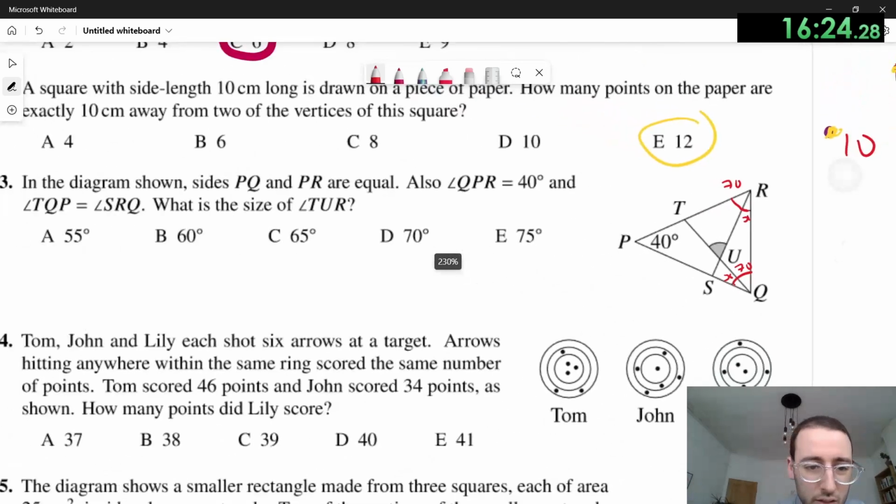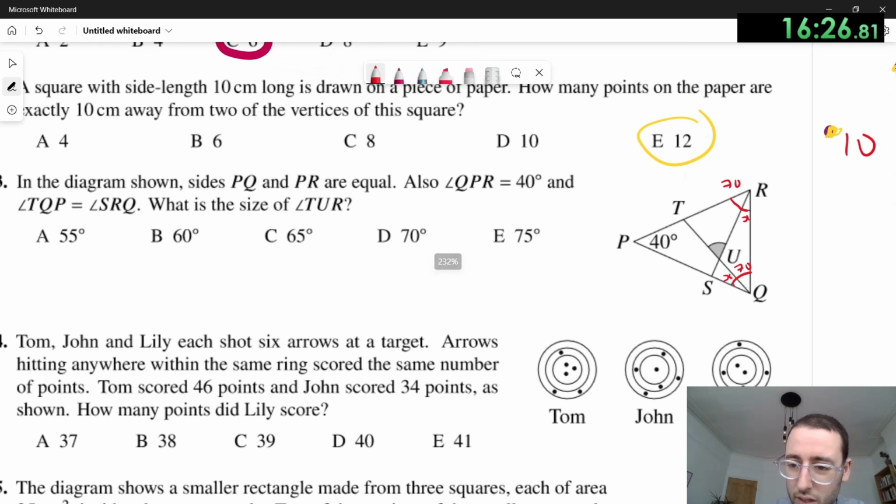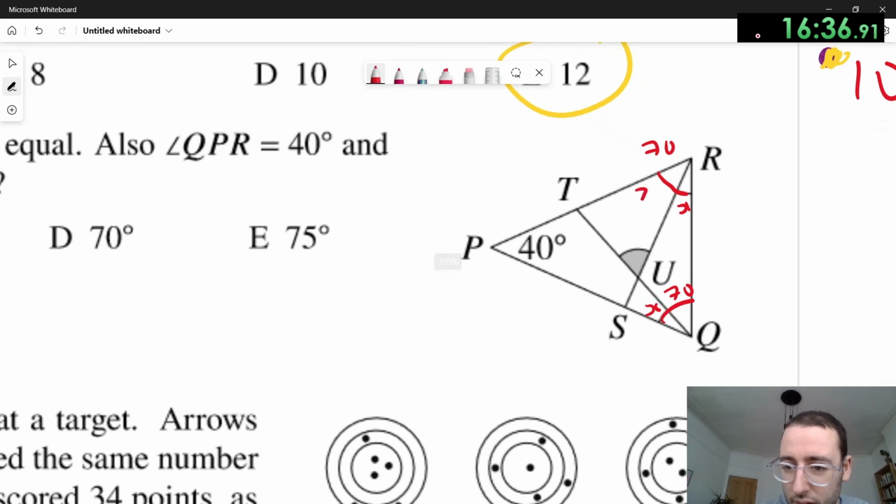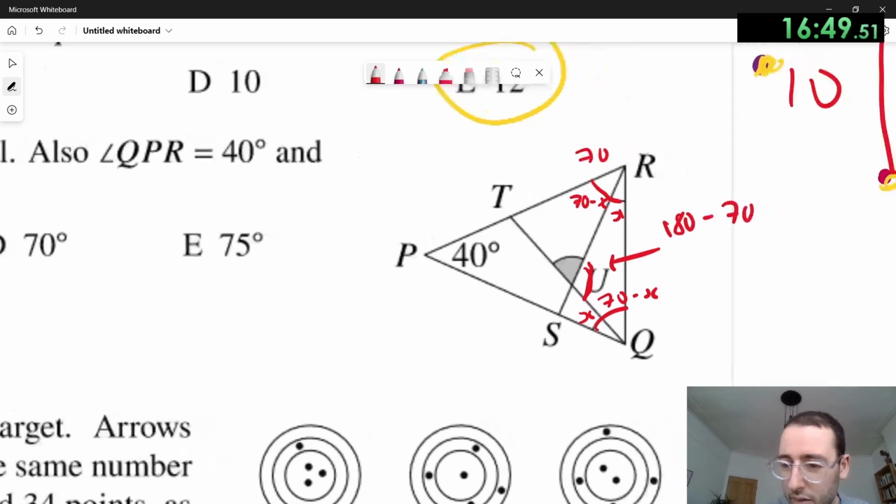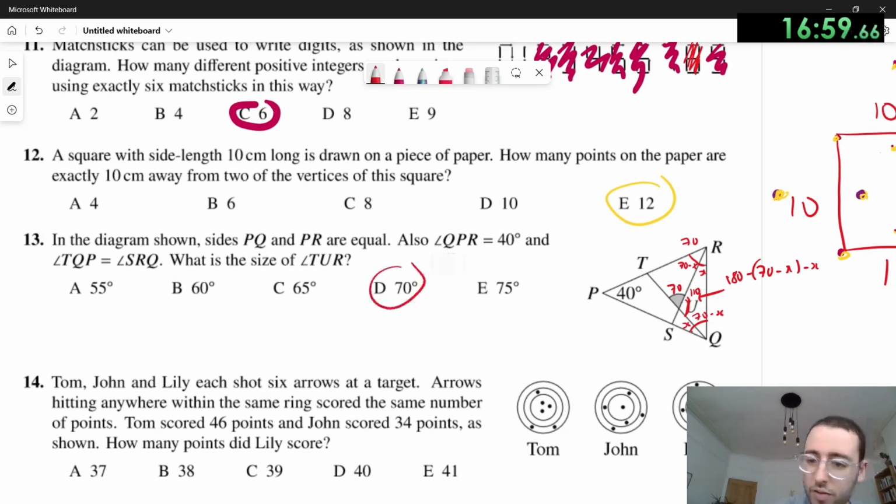What am I trying to find? Okay, so this is 70 minus X. This is 70 minus X. So this, okay, that's 180 minus 70 minus X and minus X. So this is 110. So this is 70. Okay, not bad. Quite fun.